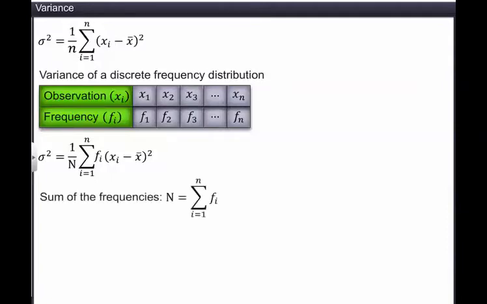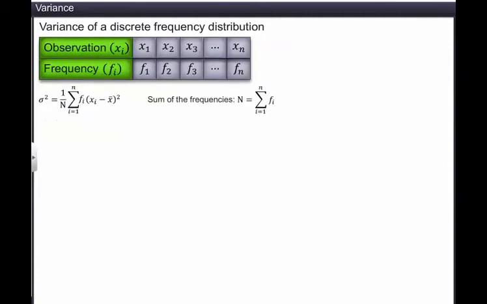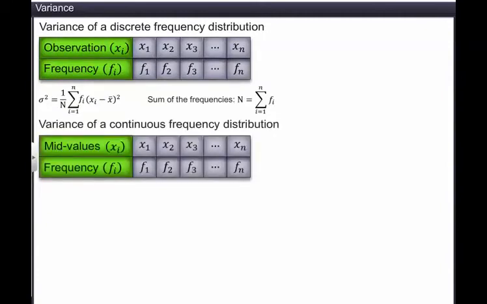The formula for the variance for a continuous frequency distribution is given by sigma squared equal to 1 divided by the sum of the frequencies, multiplied by the summation of the products of the squares of the deviations of the mid-values from the mean and their respective frequencies.